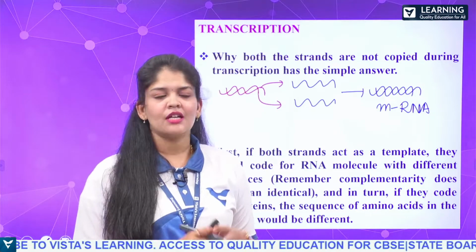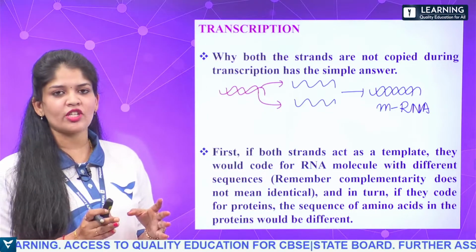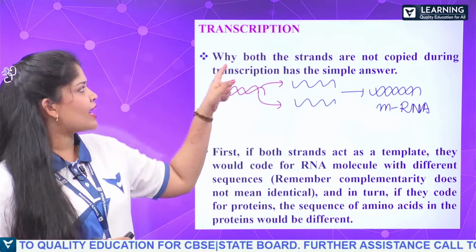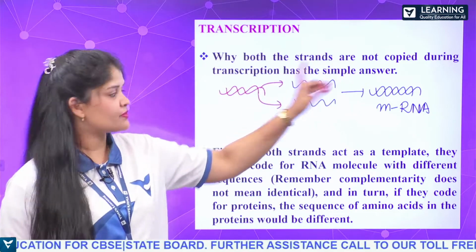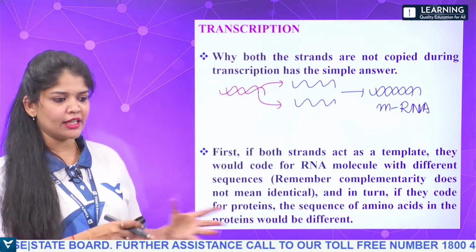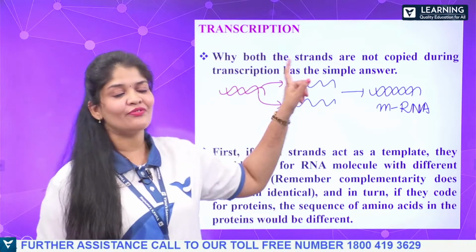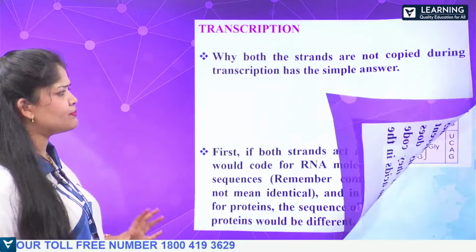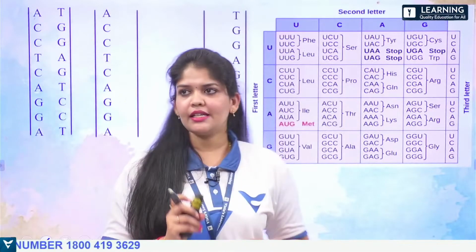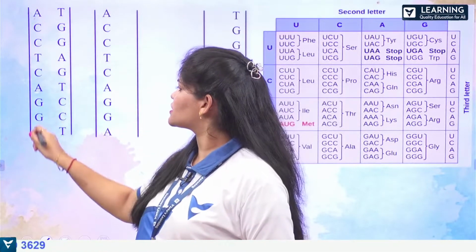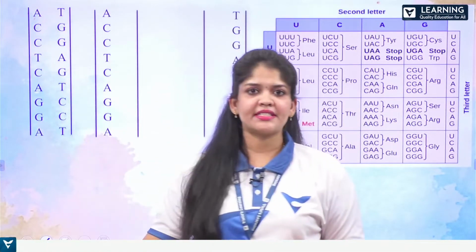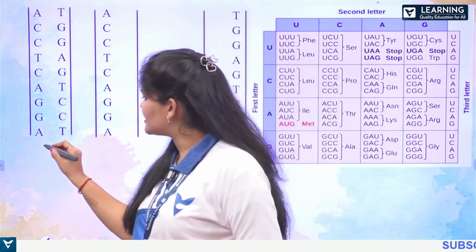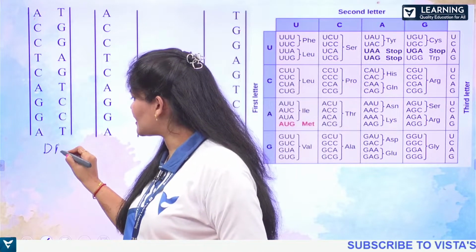So the answer for this question is very, very simple. Why are both the strands not copied during transcription of DNA into mRNA? That has a very simple answer. To understand this, let's take a simple example. So here is a double-stranded sequence of DNA. Consider this is a DNA.